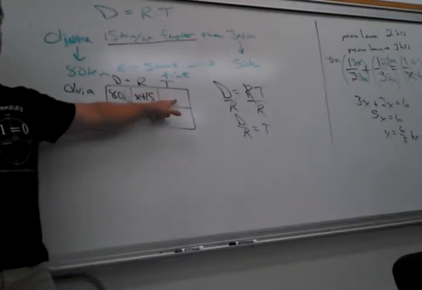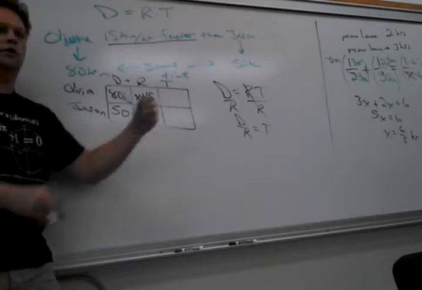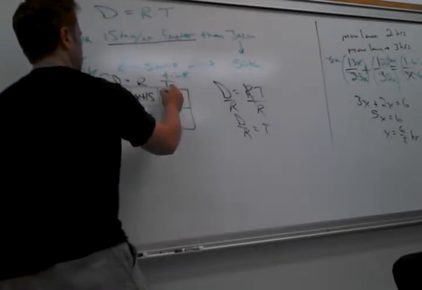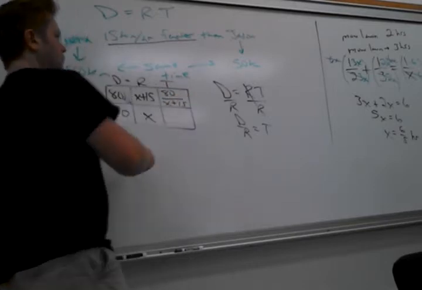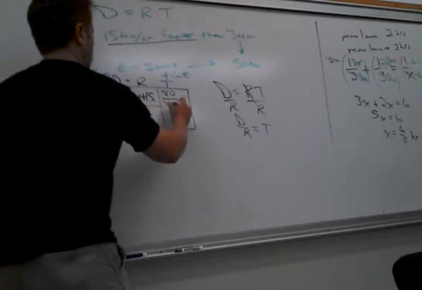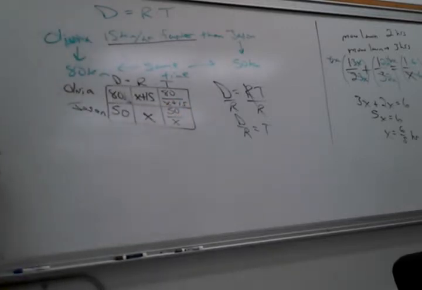So, Olivia's time is going to be her distance divided by her rate. So what expression am I going to put here? Beautiful. Her distance divided by her rate. Jason, same idea. His distance divided by his rate. And those two expressions have to be equal.